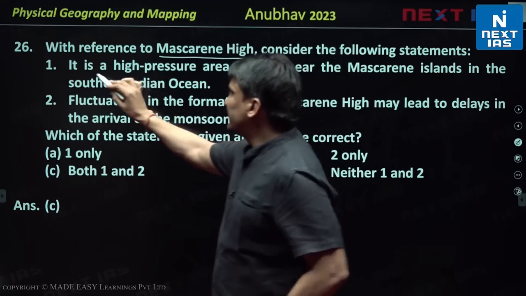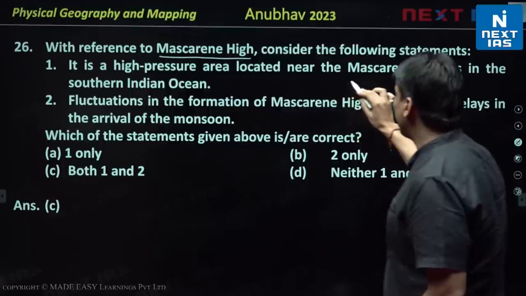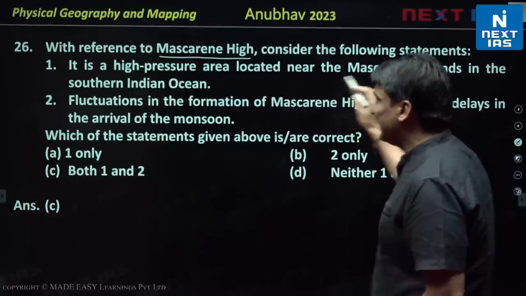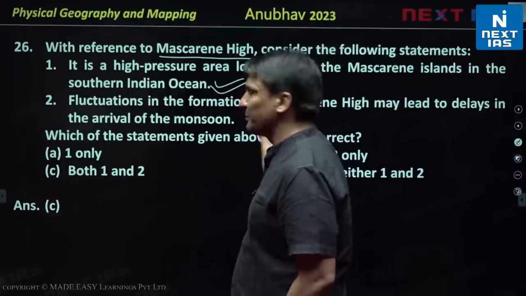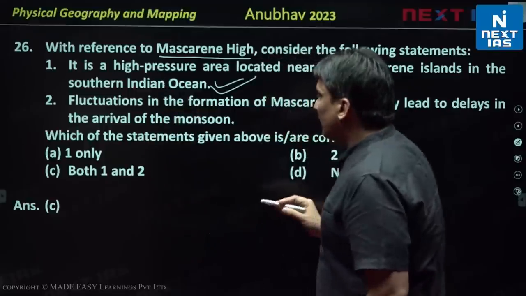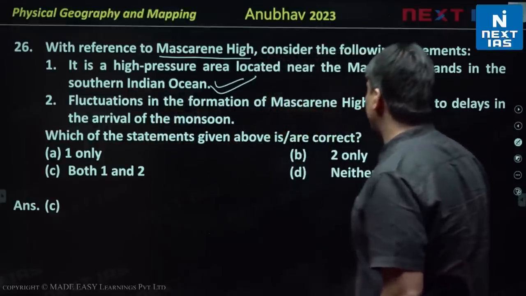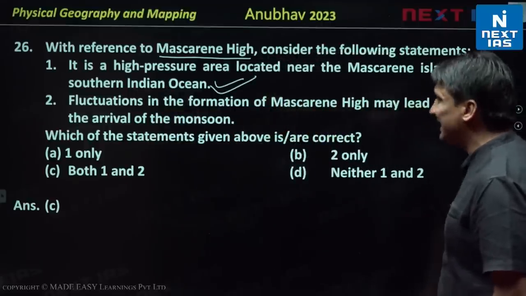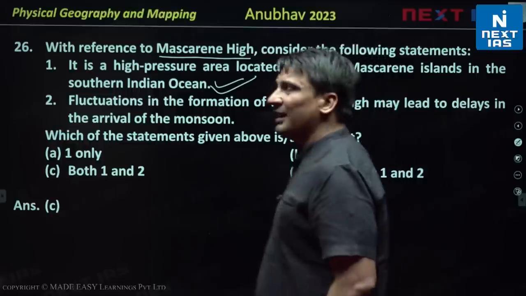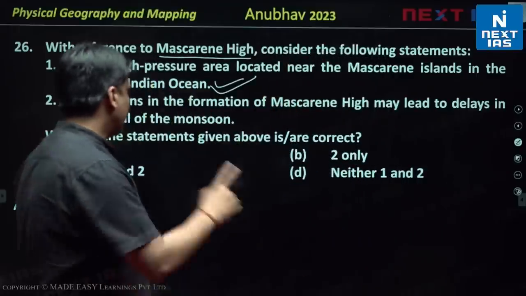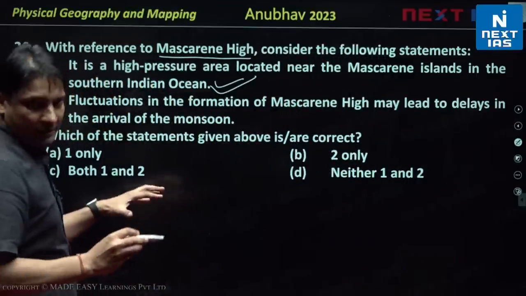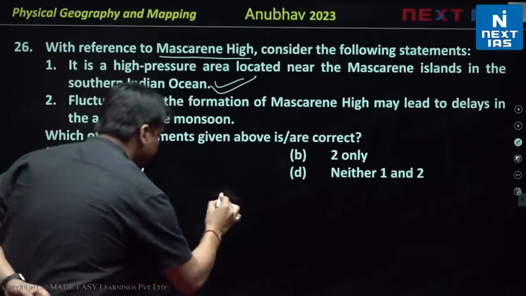So the first statement: it is a high pressure area located near Mascarene Islands in the southern Indian Ocean. This is a correct statement. Okay, the second: fluctuations in the formation of Mascarene high may lead to delay in the arrival of monsoon. This statement is also correct. Let me explain with the diagram.